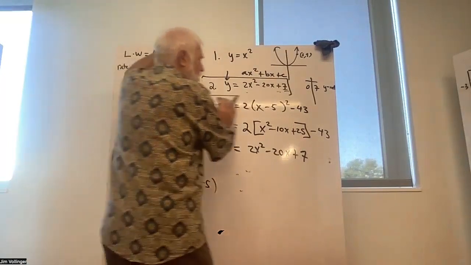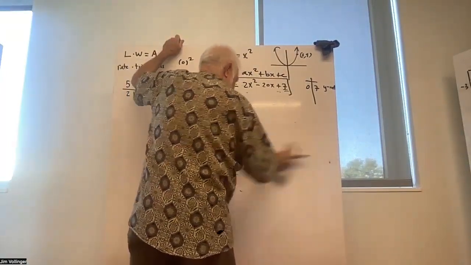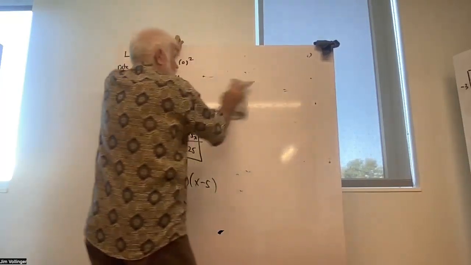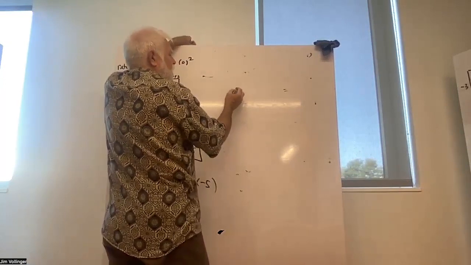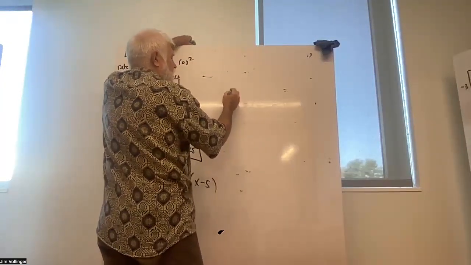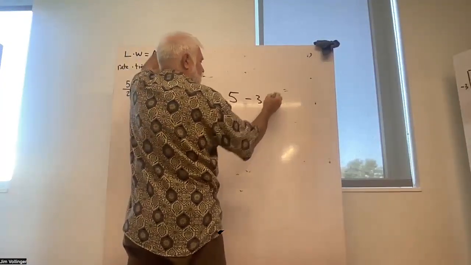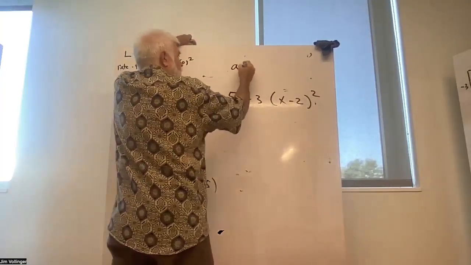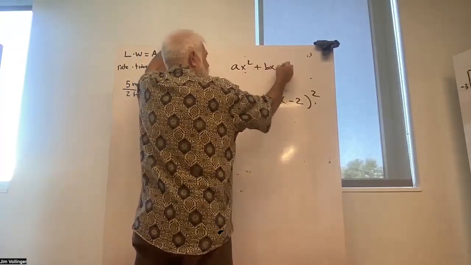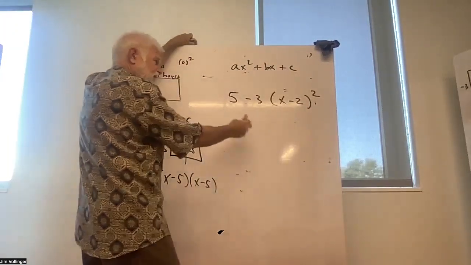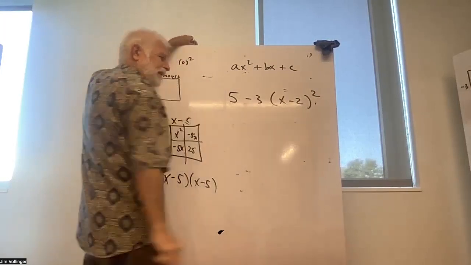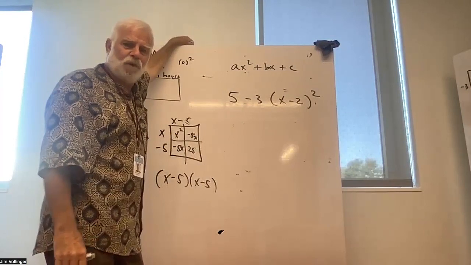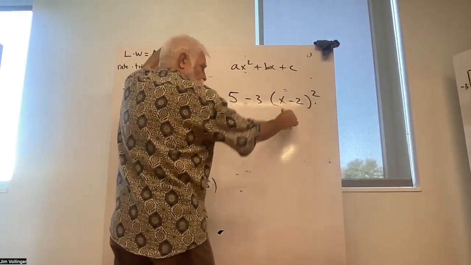So let's do one more. And I'll show you the way I'll be writing it and why I'm writing it that way. So let's say you have 5 minus 3 times (x minus 2) squared, and I want it in the ax squared plus bx plus c form. I'm writing it this way because I want to see if anybody makes the mistake of saying 5 minus 3 is 2, which means you're not reading math in the correct order. You need to square that.